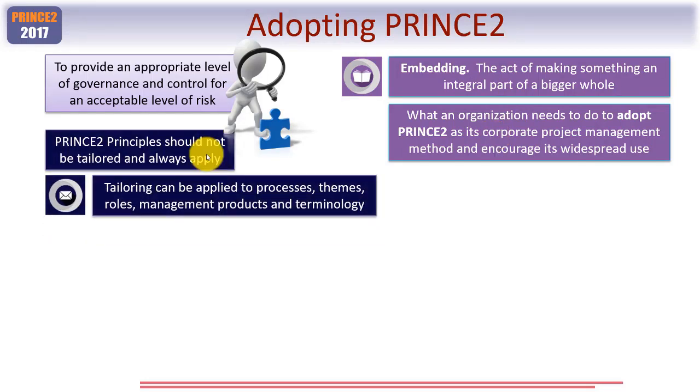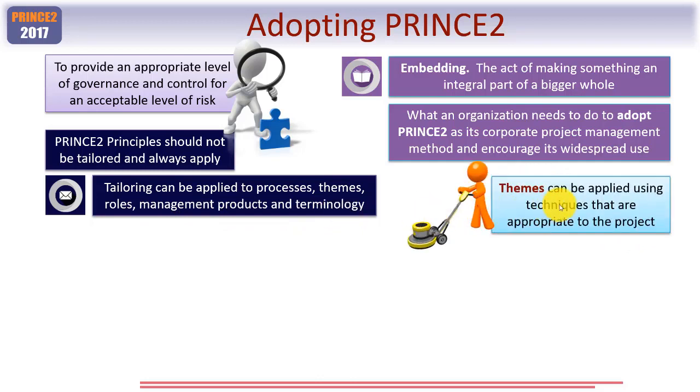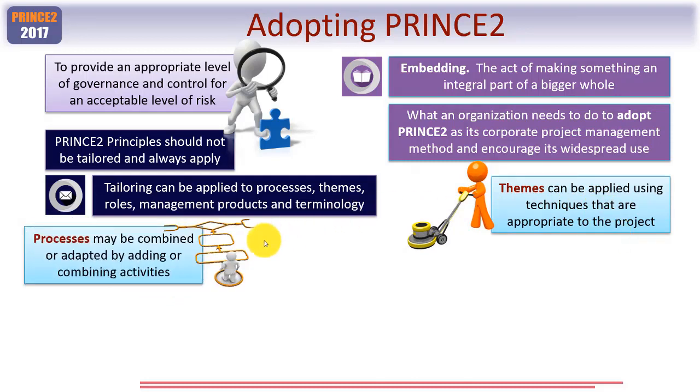And to reinforce this vital point, that PRINCE2 principles should not be tailored and must always apply. Because of course tailoring can be applied to processes, themes, roles, management products and terminology, as I'm at pains to show you. Themes can be applied using techniques that are appropriate to each given project. And processes may be combined or adapted by adding or combining activities. One of the first examples that comes to me is combining the starting up a project with initiating a project, and doing that for a small, simple project. Indeed, I will give you that as an example in a later lesson within this module.